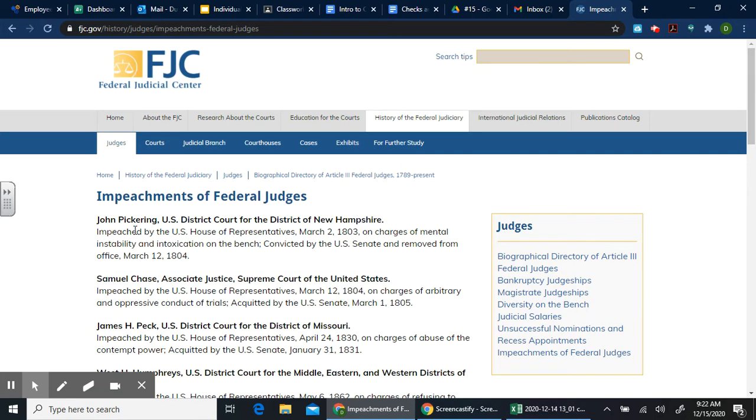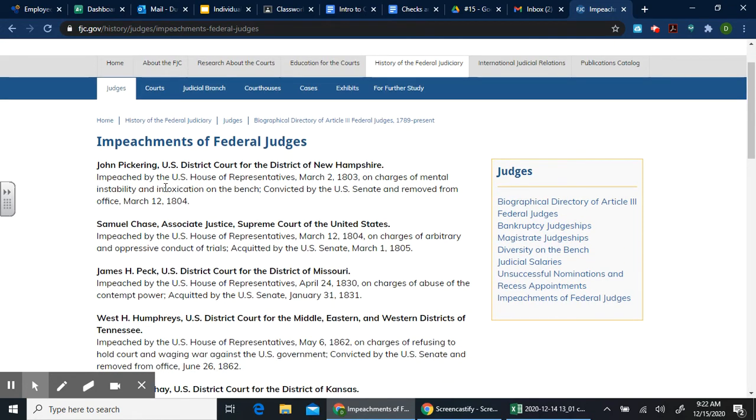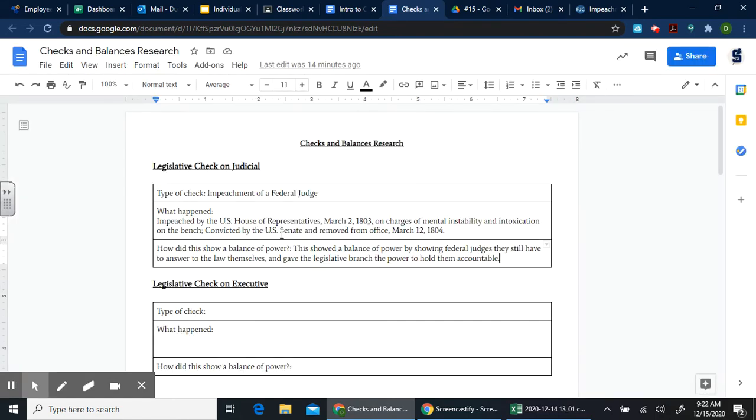I'm not just going to write John Pickering was impeached. I'm going to put why he was impeached. Okay. So when I go back to this form, what am I putting in here? He was impeached by the U.S. House of Representatives, March 2nd, 1803, on charges of mental instability and intoxication on the bench. He was convicted by the Senate and removed from office on March 12th, 1804. Okay, so that's actually what happened. He was charged for mental instability and intoxication on the bench, which basically means that he's probably making some bad decisions, doing some different things, and he was probably drunk while acting as a judge.